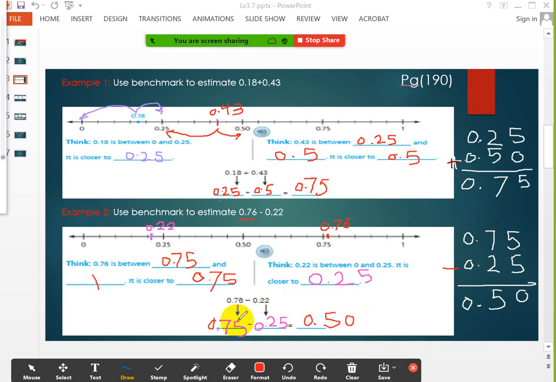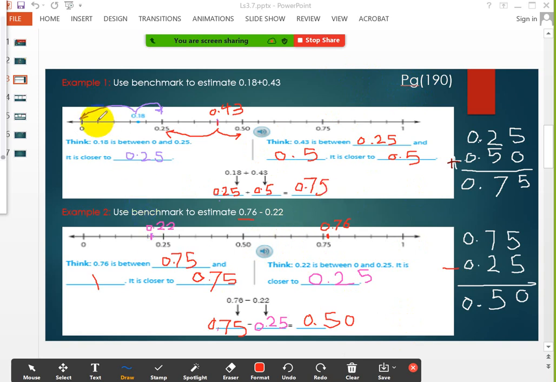This is how I will find the estimate for difference and sum according to the benchmark. So on benchmark, which exercises, Basma, we didn't do? This is exercises on page 190. You have to write the answers with me, and we do all exercises on the last page.